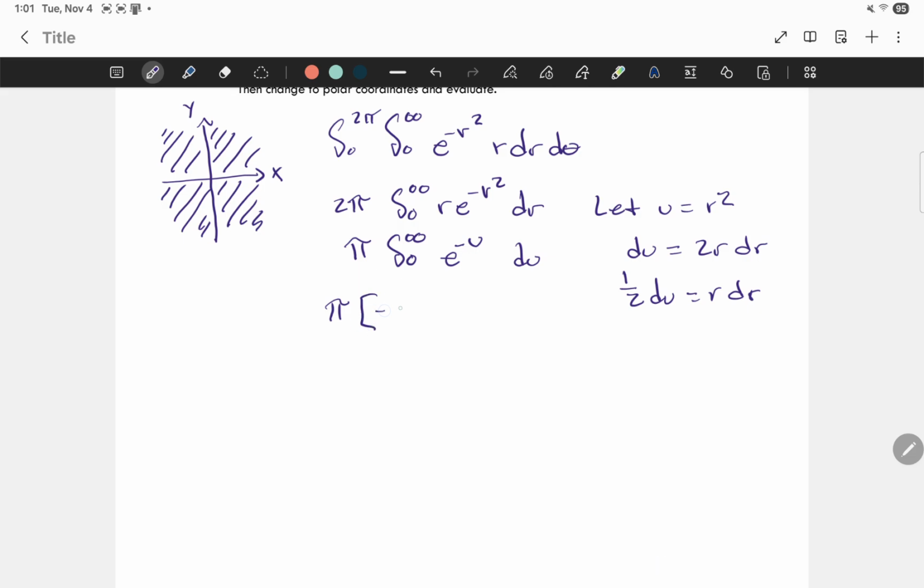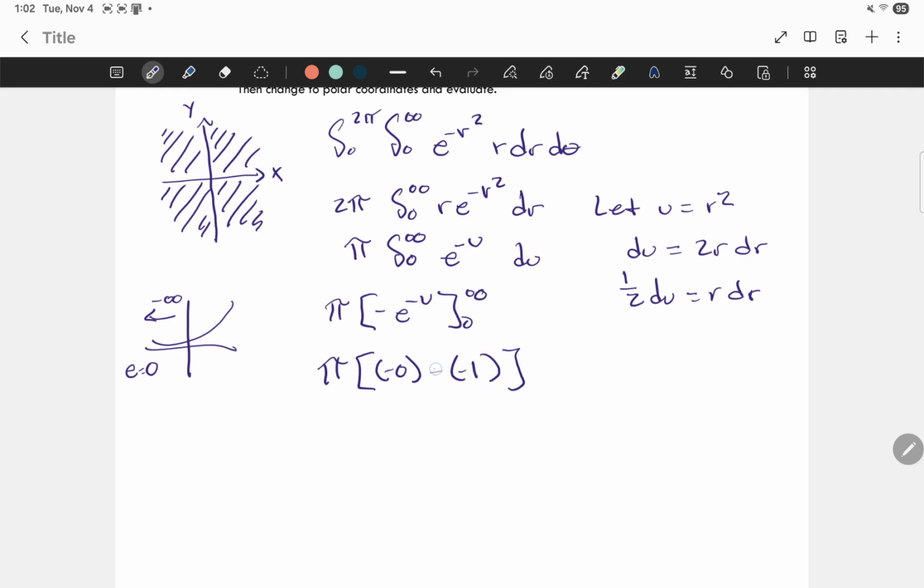And so the reverse chain rule says that this is negative e to the negative u from 0 to infinity. The graph for e to the negative u looks something like that. So on its way to infinity, it turns into 0. So pi times negative 0 minus, and then e to the 0 is just 1. So this is just 1, and it's negative. So these become positive, meaning pi is multiplied by 1, and the answer is pi.